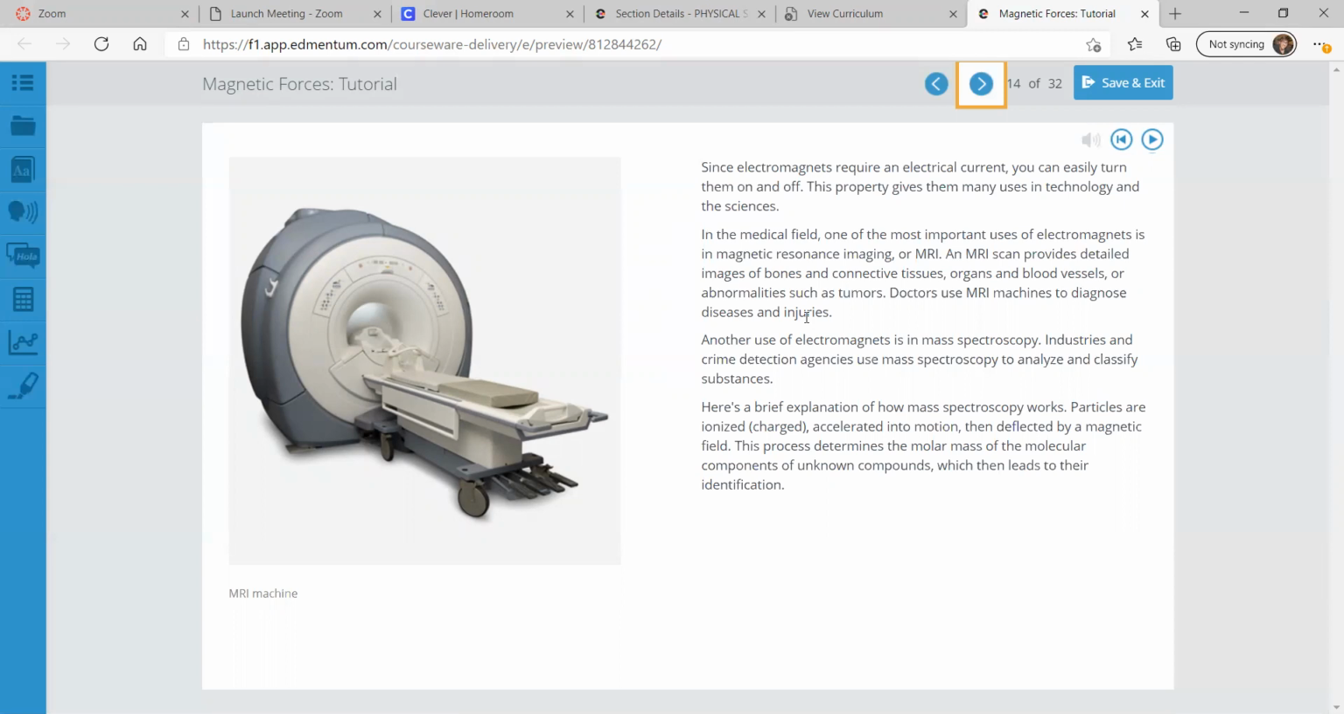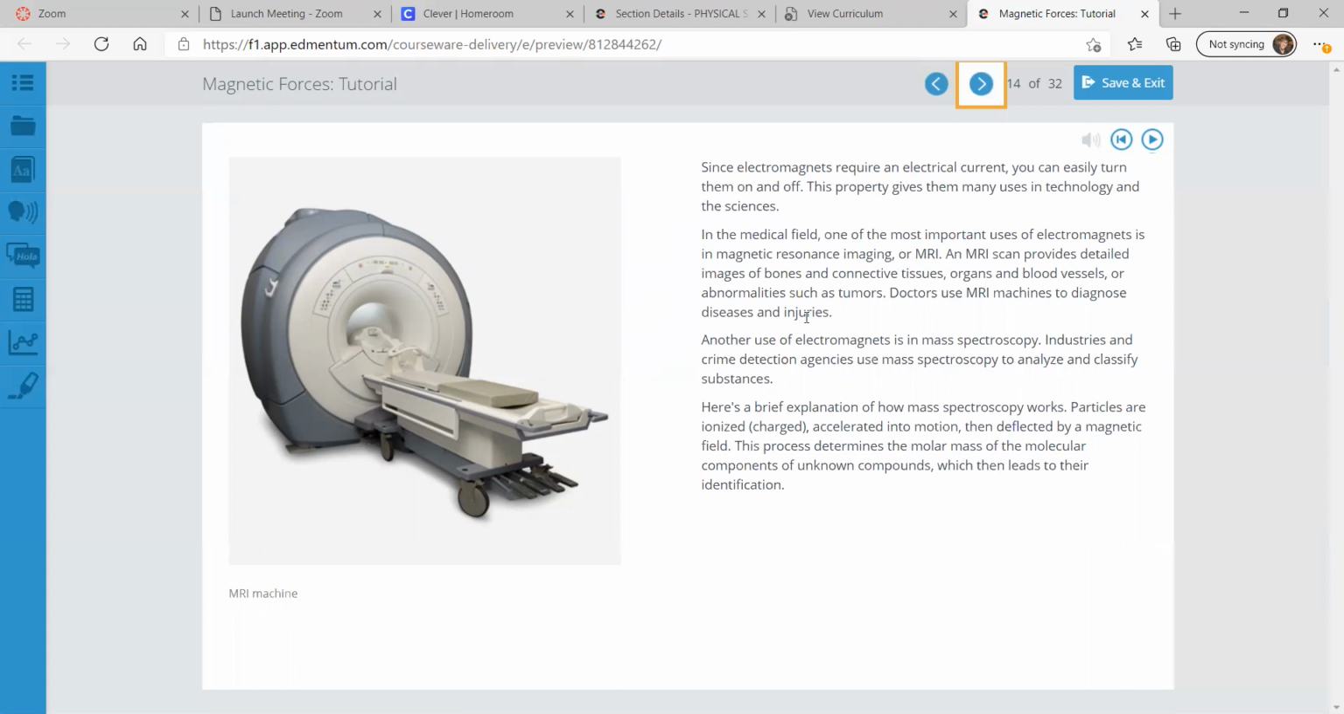Another use is in mass spectroscopy. Industries and crime detection agencies use mass spectroscopy to analyze and classify substances. Here's a brief explanation of how that works. Particles are ionized. Ionized means they're charged, accelerated into motion, then deflected by a magnetic field. And that process determines the molar mass of the molecular components of unknown compounds, which then leads to their identification.